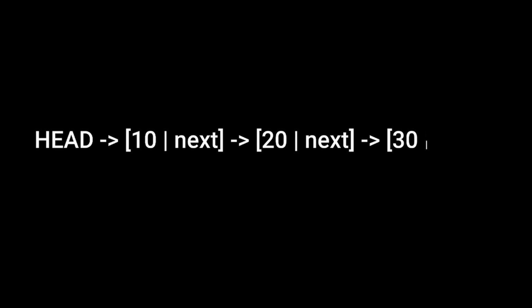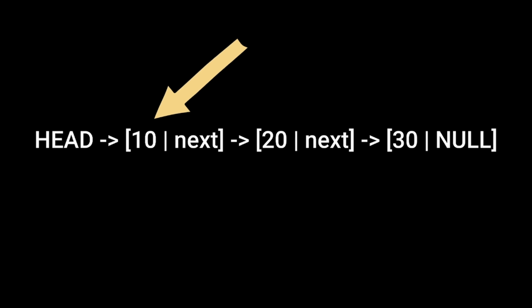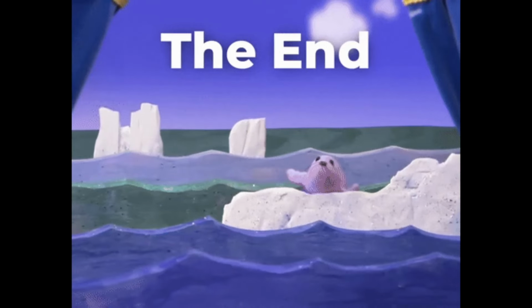Let's visualize this. If we have an empty list, we just have a head pointer that points to nothing. If we add values 10, then 20, then 30, it looks like this. The head always points to the first node, and every node just points to the next until we hit null, which means the end of the list.